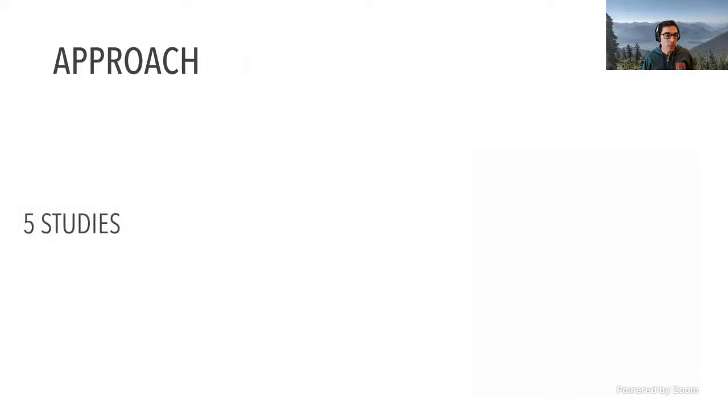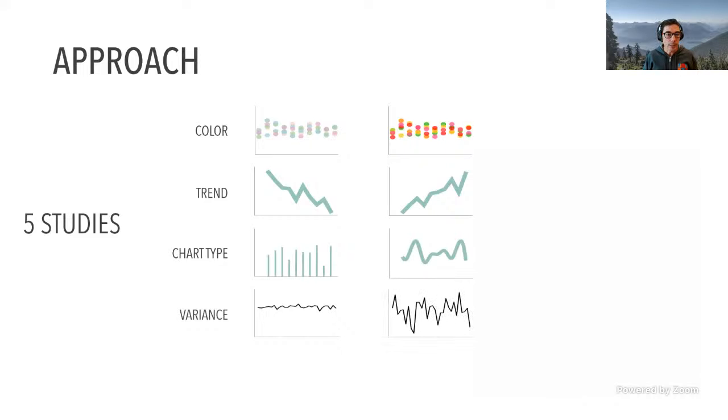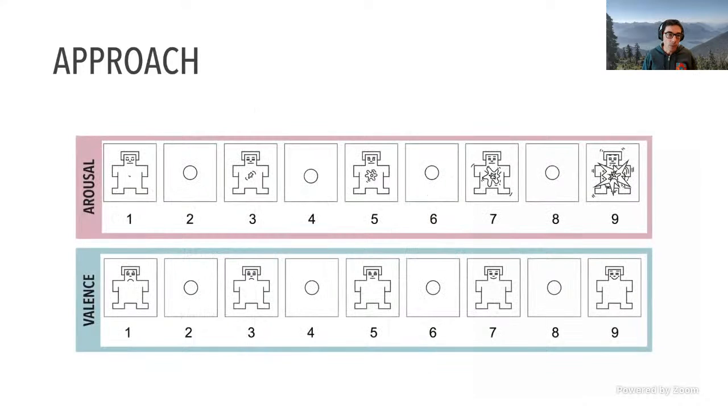To explore this effect, we conducted 5 crowdsourced studies, each isolating specific variables. And these studies looked at variations of color, at different data trends, various chart types, at different values for data variance, and at different values for data density. We used the self-assessment mannequin scale, which is a well-validated measure for capturing those emotional dimensions. Arousal in pink measures excitement, while valence in blue measures positive and negative emotions.